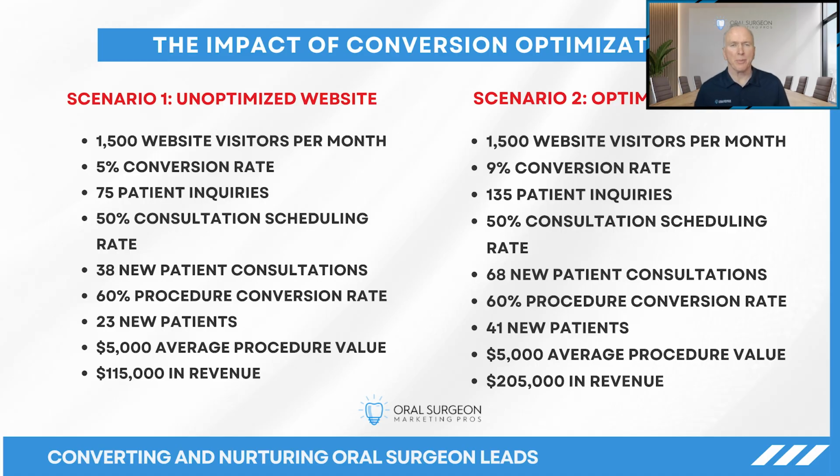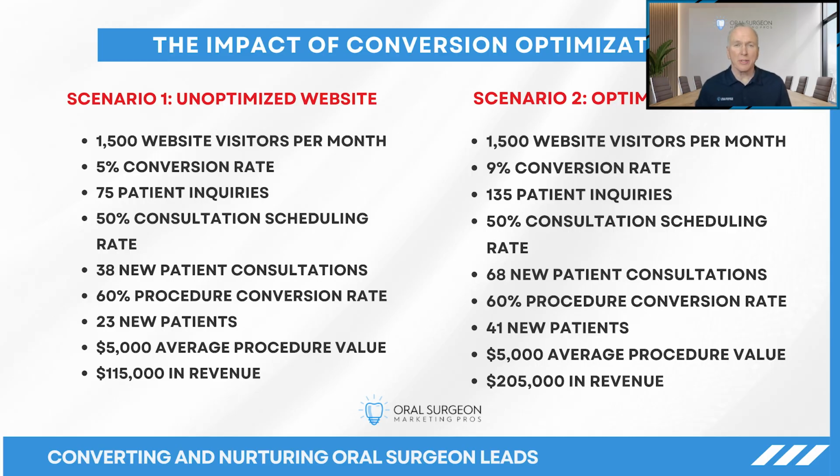Assuming a standard 50% scheduling rate, you land 38 consultations. At a typical 60% procedure close rate, you secure 23 new surgical patients. Given a standard $5,000 average procedure value for high-margin cases, your monthly revenue stands at $115,000.